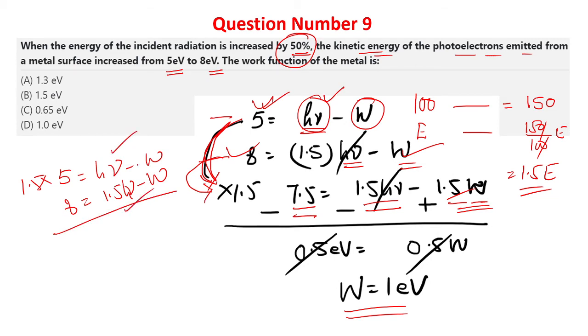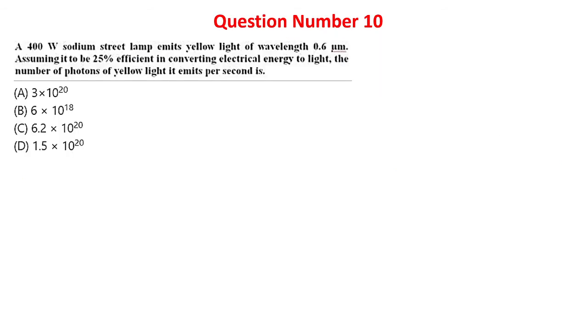Okay. Question number 10. A 400 watt sodium vapor lamp emits a light of 0.6 micrometer. Efficiency is 25%. This question has been done so many times. Question is, how many photons are emitted per second? So energy of one photon is h nu. If n photons are given out per second and photons have energy h nu, divided by second, that is time, is equal to power.